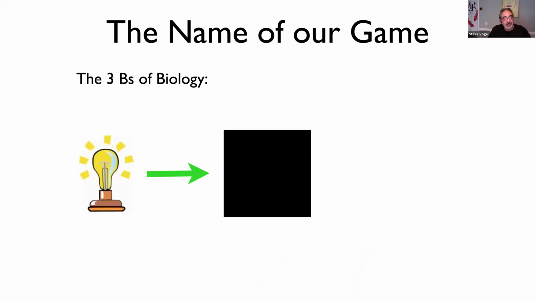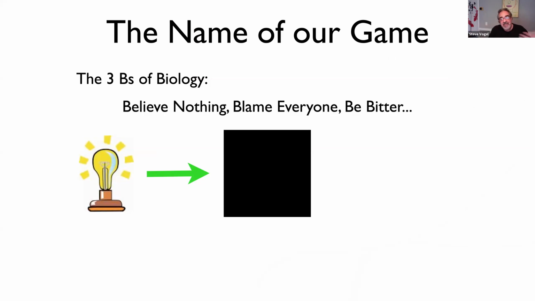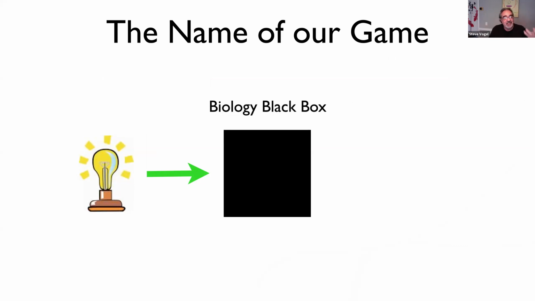And I call it the 3 B's of biology. When I was a graduate student, the 3 B's of biology meant this: believe nothing, blame everyone, be bitter, right? But this is not the 3 B's of biology that I'm referring to here. What I'm referring to here is biology black box, right?